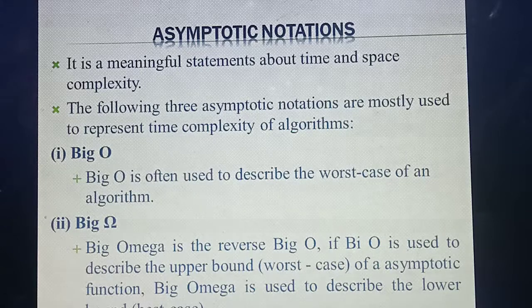What are the 3 asymptotic notations? Very important 3-mark question. What are the 3 asymptotic notations? Big O, big omega, and big theta.